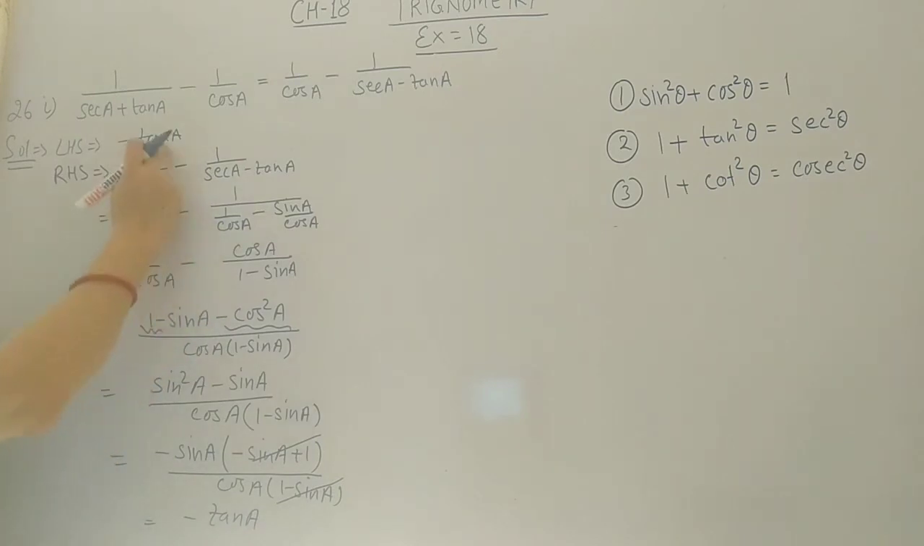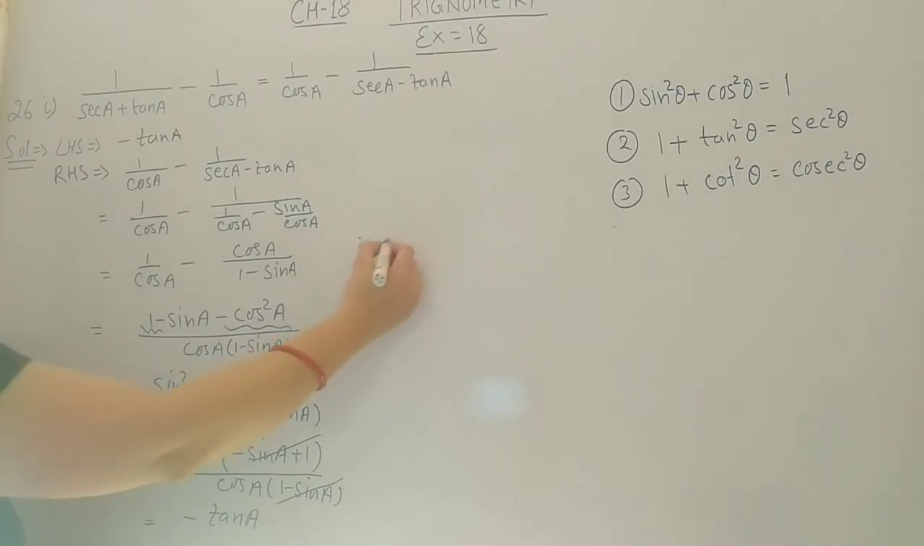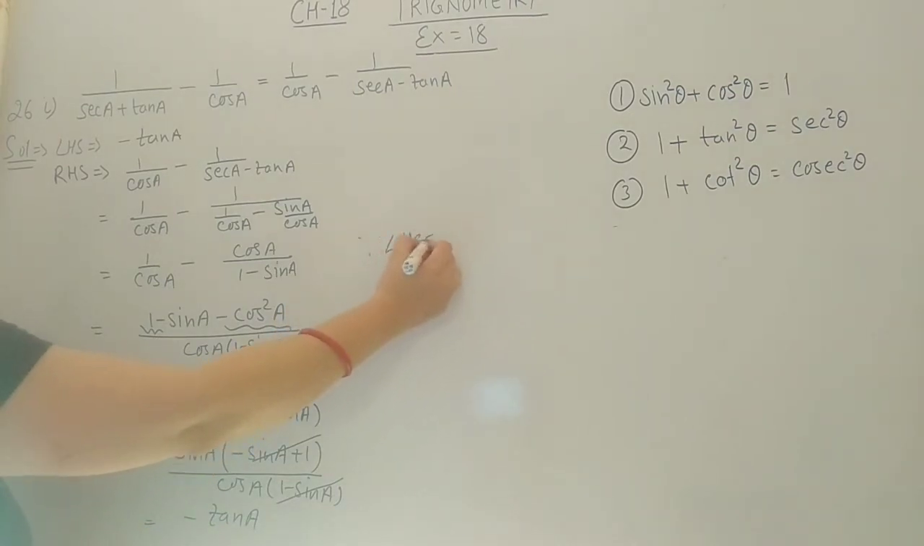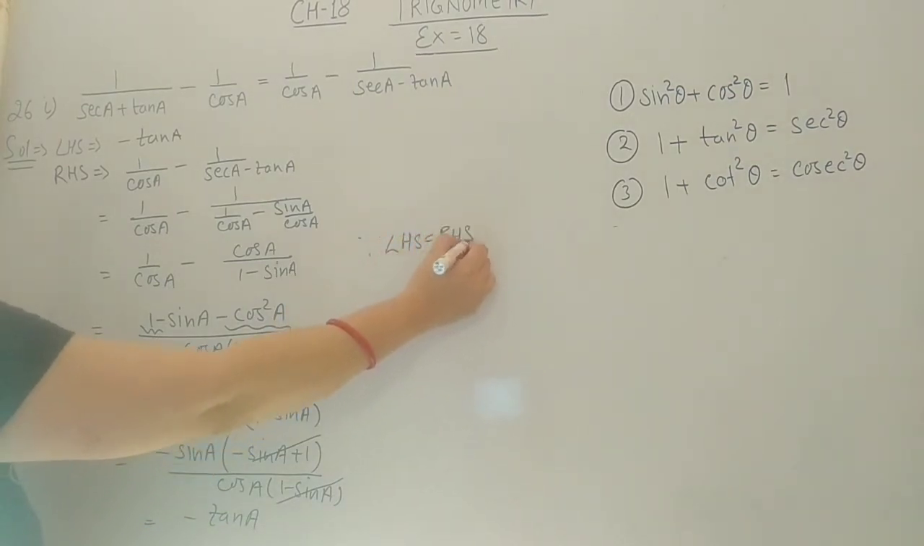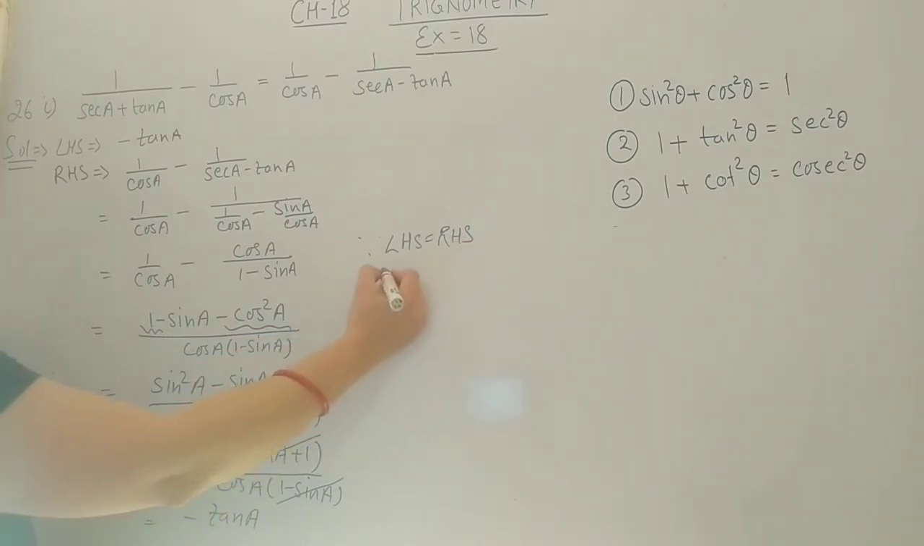So you can see on the left side we got minus tan A, and on the right side also we are getting minus tan A. So because the left side is equal to the right side, hence verified.